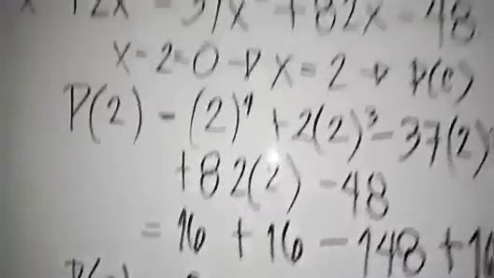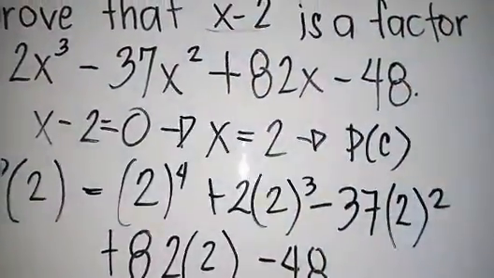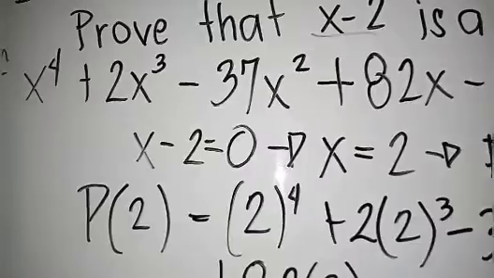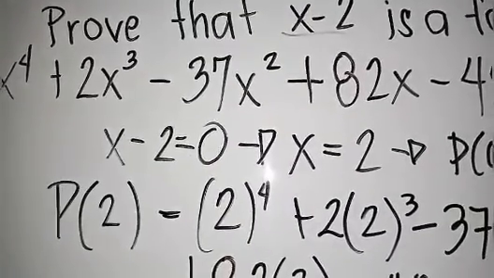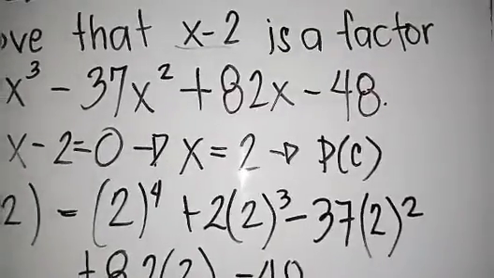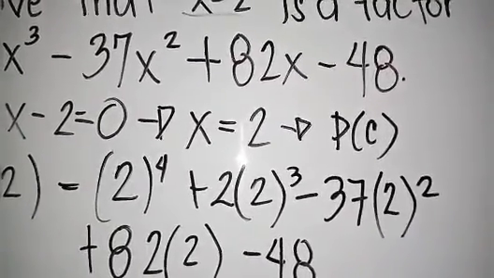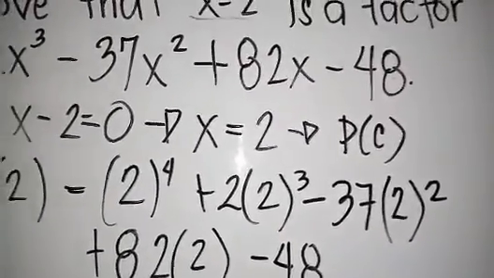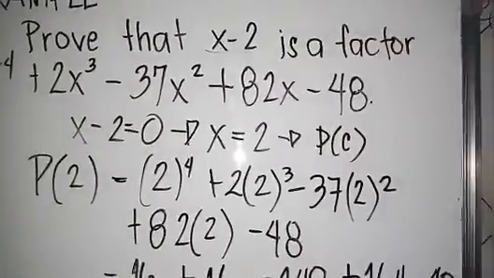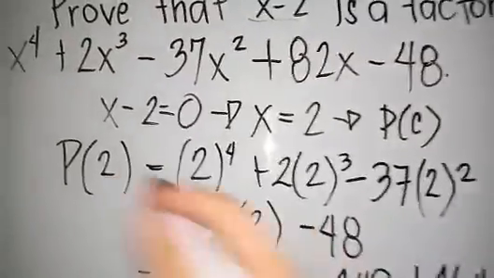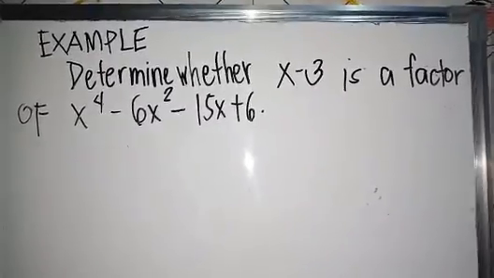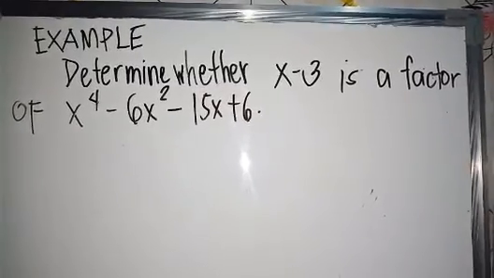Therefore, x minus 2 is a factor of x raised to 4 plus 2x cubed minus 37x squared plus 82x minus 48. So, ganun lang kasimple kung paano mag-prove na yung isang remainder is a factor of the given na ganito. Now, let's have another example.